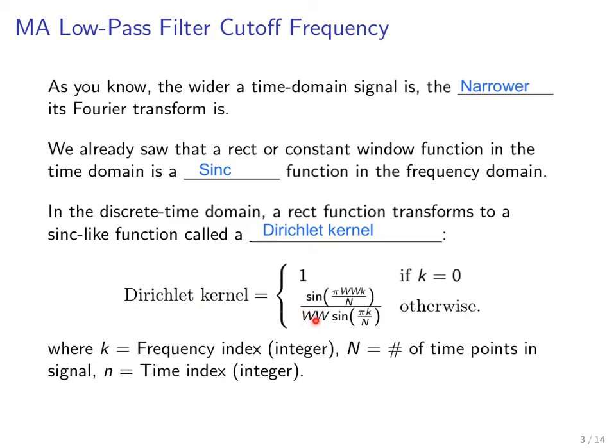So this is the mathematical form of a Dirichlet kernel. It turns out that it's almost exactly the same thing as a sinc. You can see that it has this sine x over x kind of form. And here the k is a frequency index, so that's the index into the frequency axis. N is the number of time points in a given signal that we have discretized, on which we have discretized the rect function, and little n is a time index, which we haven't used here actually in this example, and WW is the window width.